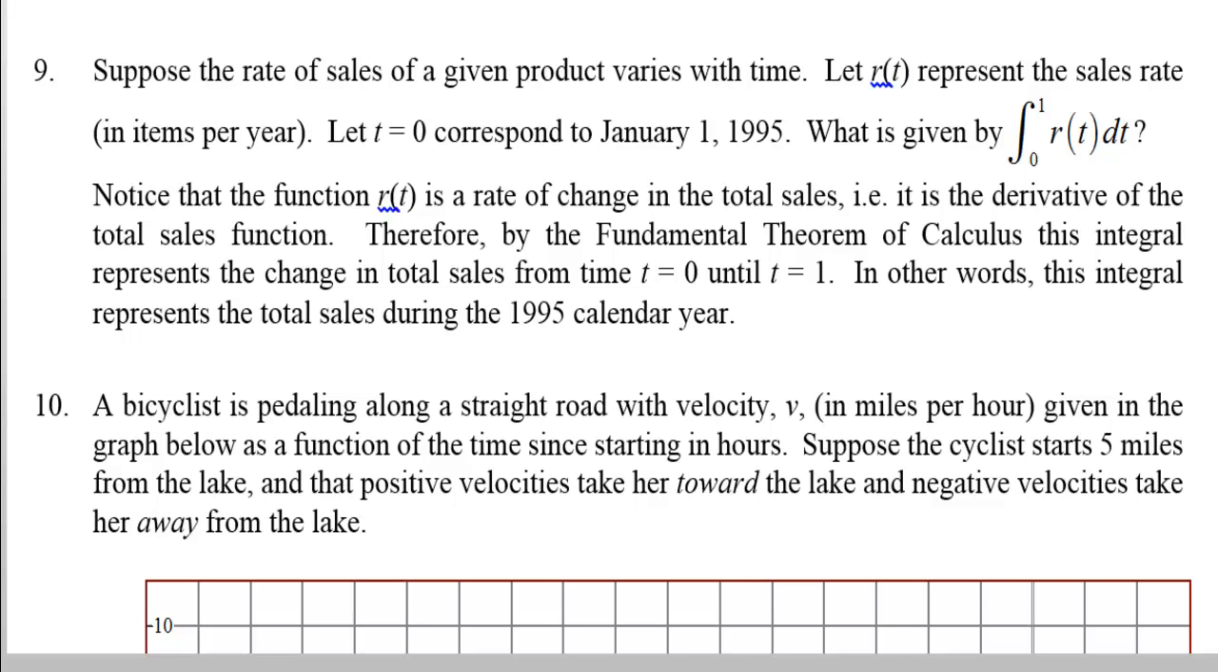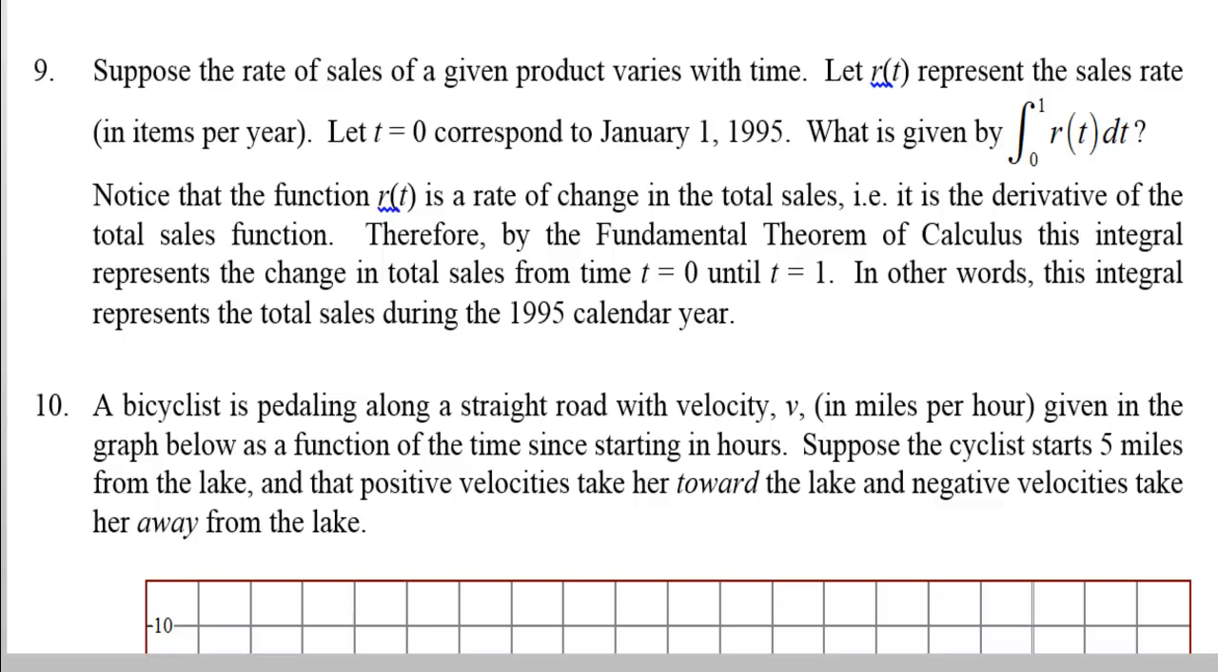So this one says, suppose the rate of sales of a given product varies with time, and let R of t be the sales rate in items per year, and let t equal 0 correspond to January 1st, 1995. What is given by the integral from 0 to 1 of R of t dt?